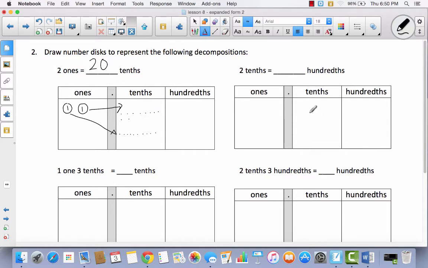All right, so let's try 2 tenths this time. I'm just going to draw dots to represent the tenths. They're in the tenths place, so they represent tenths. Okay, so I've got 2 tenths.